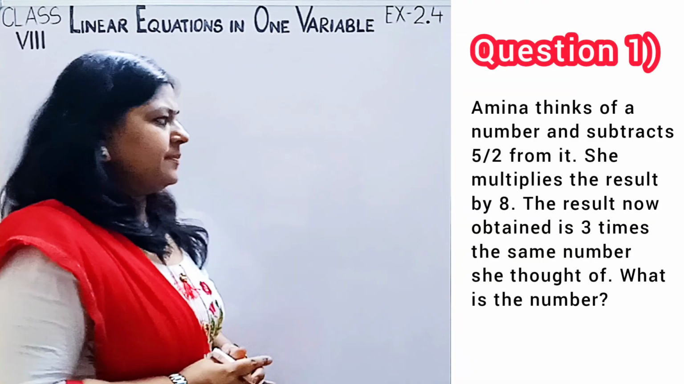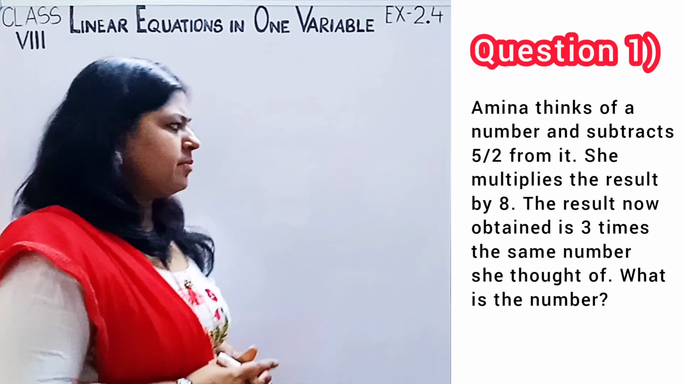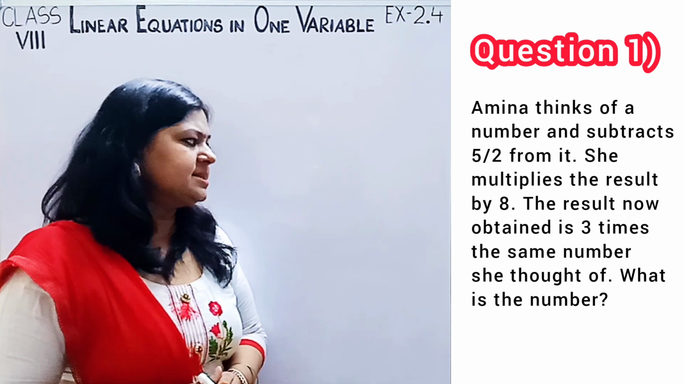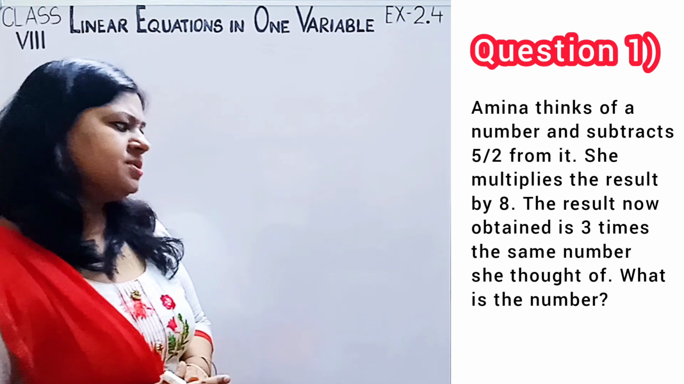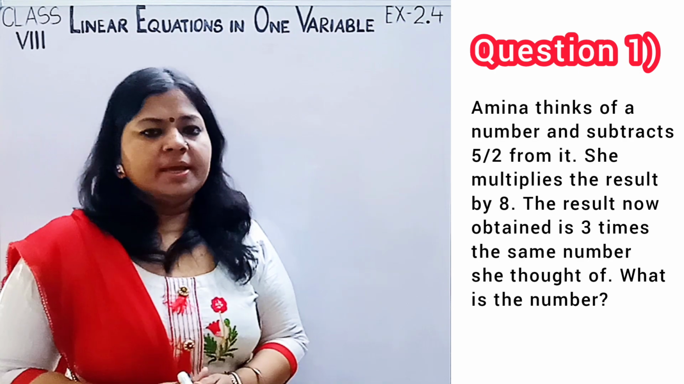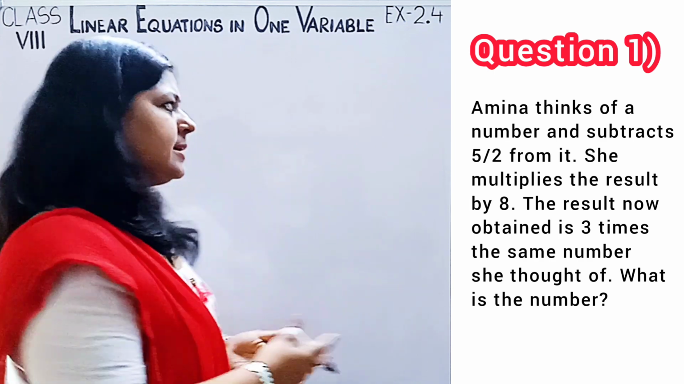Amina thinks of a number and subtracts 5 by 2 from it. She multiplies the result by 8. The result now obtained is 3 times the same number she thought of. What is the number? Here we have to find out the number. So let the number be x.